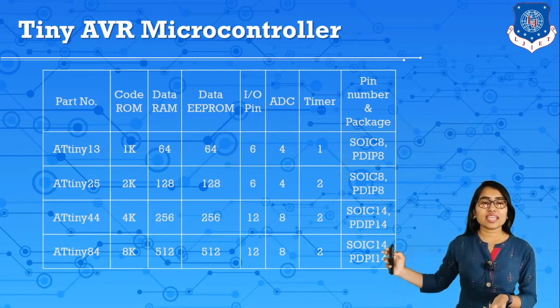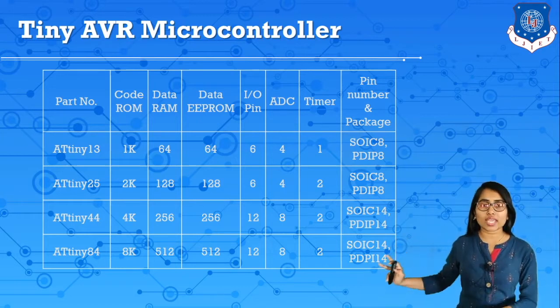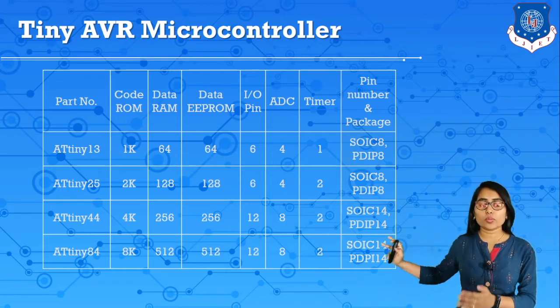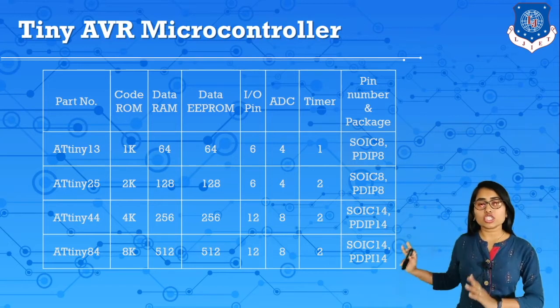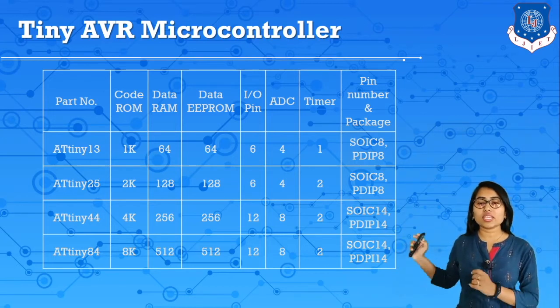Then next, ATtiny25. So it has a ROM of 2K, RAM of 128, EEPROM of 128, 6 input output pins, 4-bit ADC, 2 timers, and is available in a SOIC8 PDIP8 package.